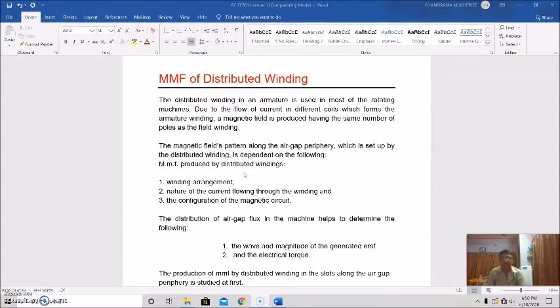Once again, I am repeating: the MMF produced in distributed windings depends on some parameters, that is, winding arrangement, how the winding is being arranged, whether it is arranged in lap or in wave pattern; nature of the current flowing through the winding, whether it's AC or DC; and of course the configuration of the magnetic circuit.